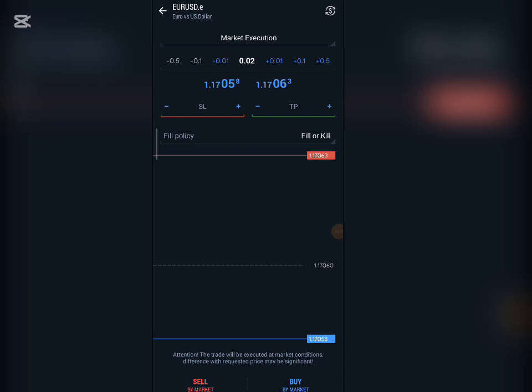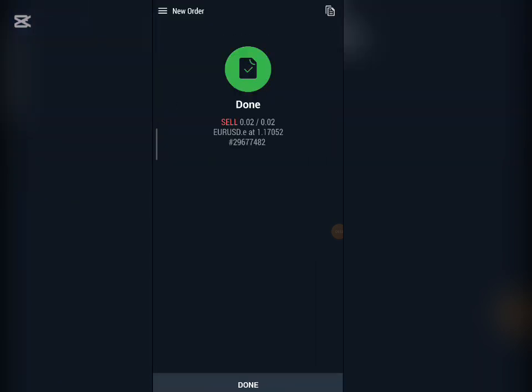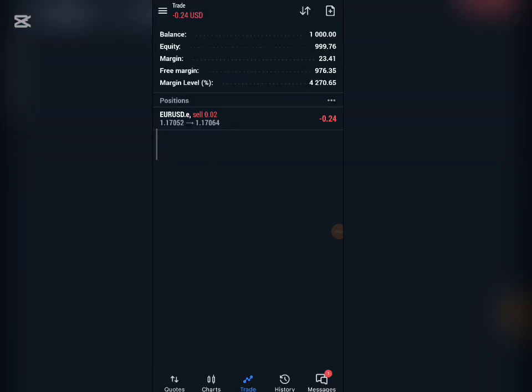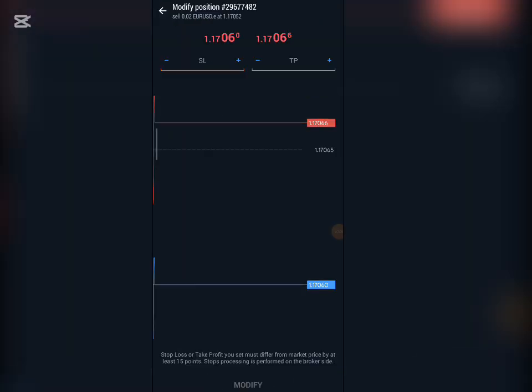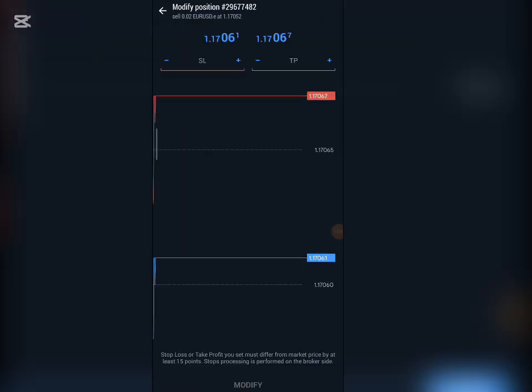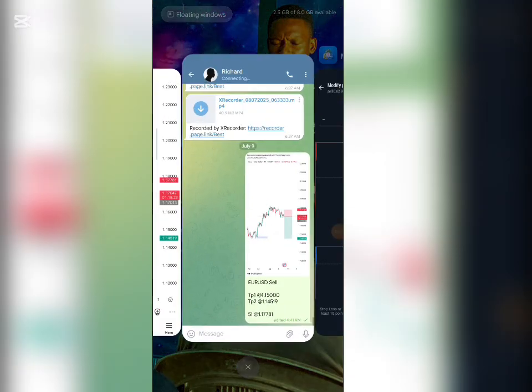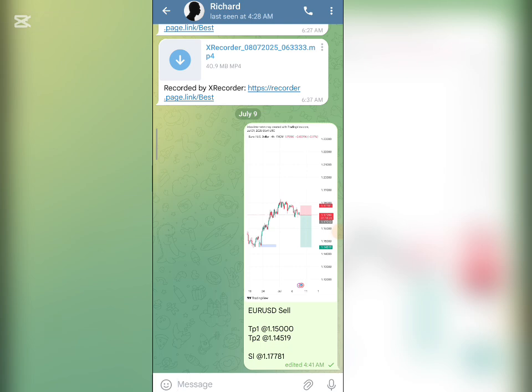In new order, you know I told you to sell, right? So there are different ways to take the trade. You can either click on sell right away, you see, it says done. Or, as I've said sell, the next thing I want to do is tap and hold it, then modify position. When I click on modify position, I'm going to go to the signal. So I'm going to find TP. There's TP1 and there's TP2. What is TP? TP means take profit.